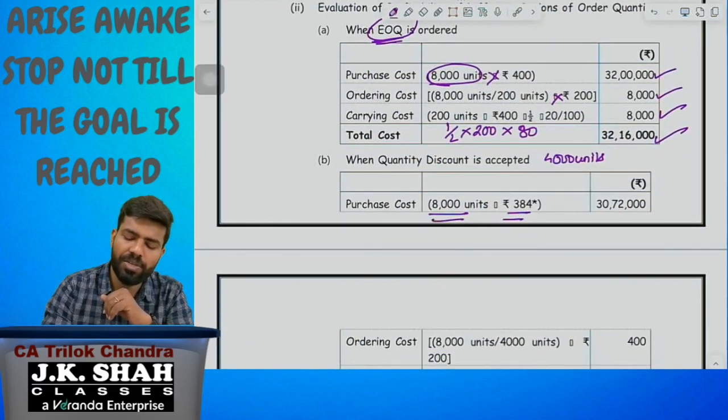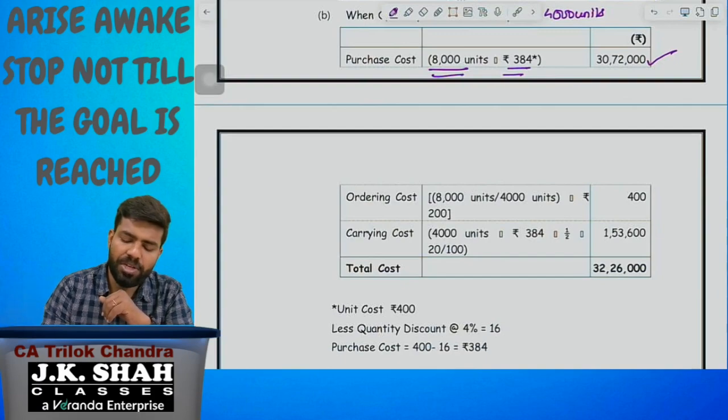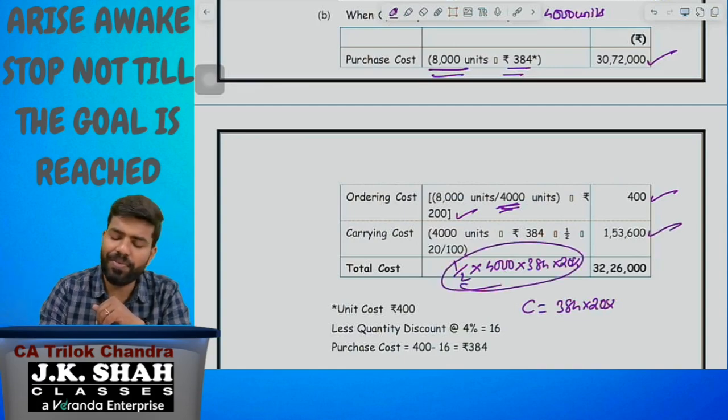So 8,000 into 384, 30 lakh 72,000. Ordering cost, 8,000 divided by 4,000 units. A divided by OQ. Ordering quantity is 4,000 into O, 200, 400. Carrying cost, half of 4,000 units into carrying cost, which is 20% of the price. So carrying cost equals 384 into 20%. That is what they are writing here. 384 into 20%, which comes to 1,53,600.